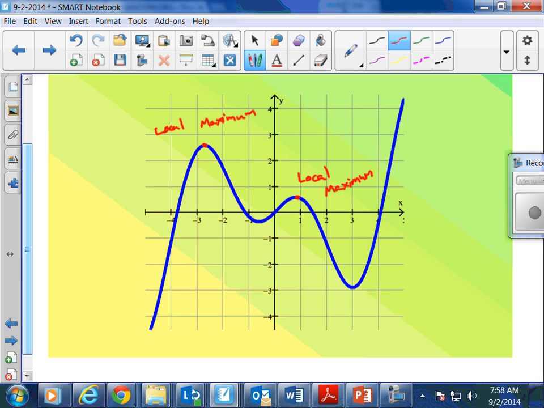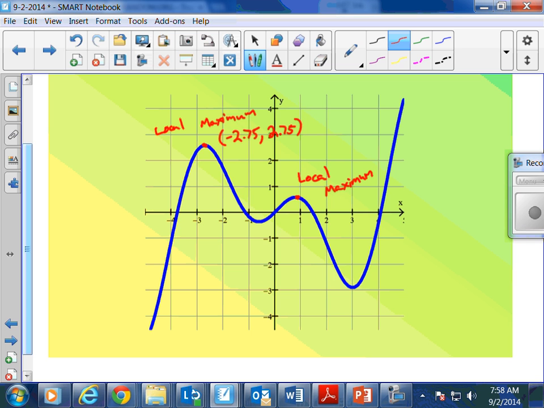Okay, great. Now that you've gotten time to draw this, let's specify where we have our local maximum. The local maximum on this one is going to be negative 2.75 for the x, and the y value on this one is 2.75 in the positive. So there's my local maximum for that one.